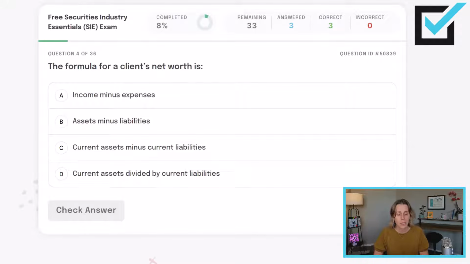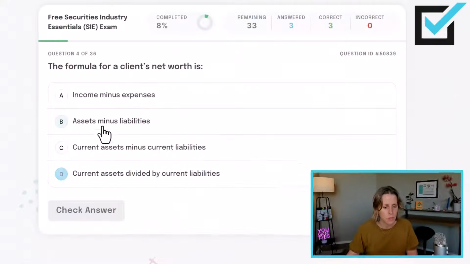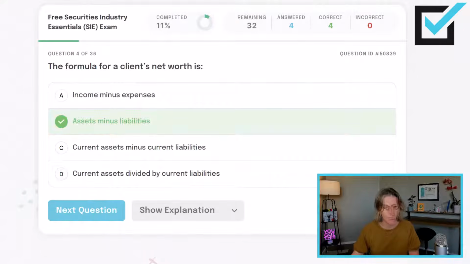The formula for a client's net worth. So let's talk about this. Where would you find a client's net worth? Income statement or balance sheet? Balance sheet. What's on the balance sheet? What the client owns, those are called assets, and what they owe, which are called liabilities. Assets minus liabilities. That is the client's net worth. If we were looking at a corporation's balance sheet, assets minus liabilities equals shareholders' equity. It's a different question. Similar concept though.